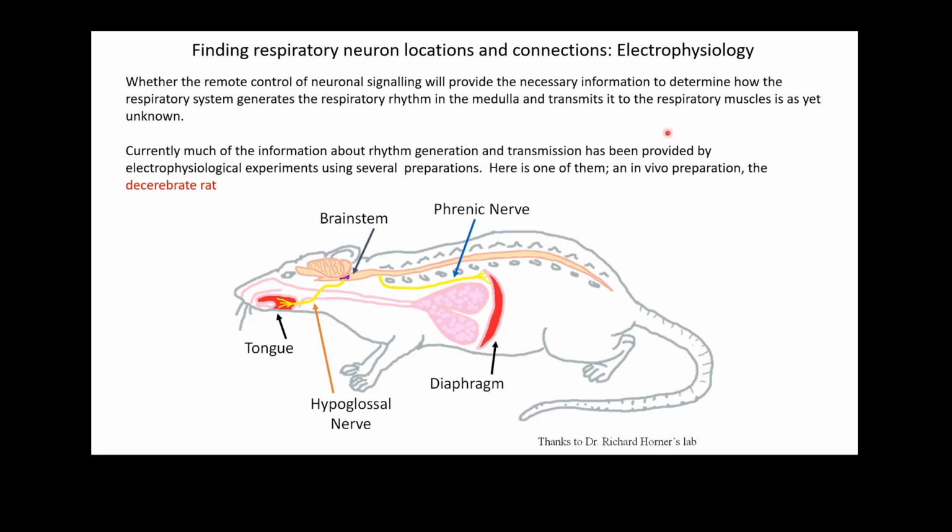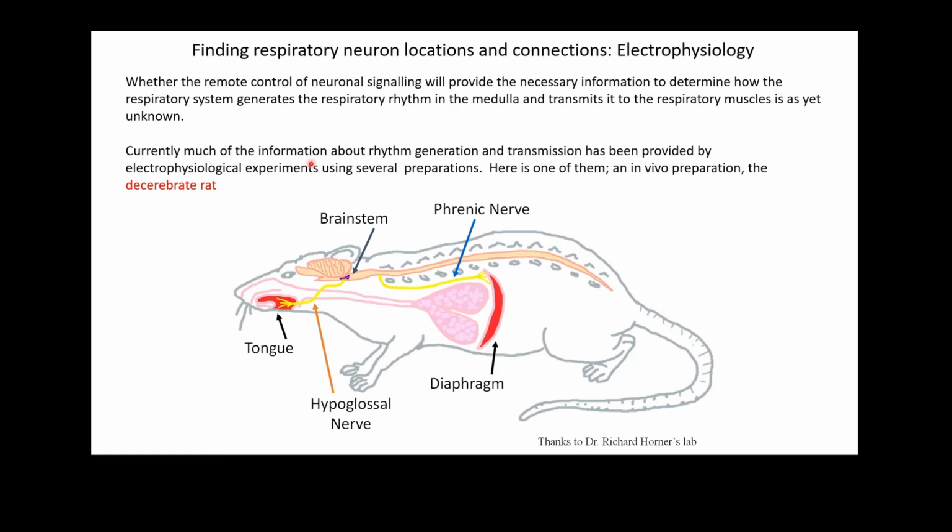We go back to the electrophysiological approach, and I put in this statement here. Will the remote control of neurosignaling provide the necessary information that will tell us how respiratory rhythm is generated? If you go back to the old days and you think about the pneumotaxic and apneustic center, this is simply a much more sophisticated way of applying a specific stimulus or inhibition to a specific known group of cells and then seeing how the whole system works. Is that going to really help you? In some ways, I'm sure it will.